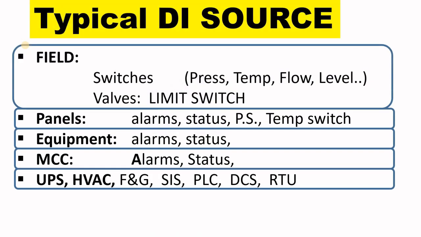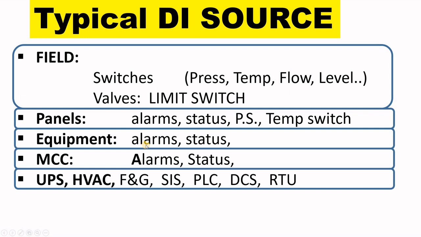What type of digital input are we talking about? So we're talking about the field. You have level switches, pressure switches. On your valves, you may have limit switches for open and closed position. Your panels will give you an alarm for the pressure inside the panel or the temperature inside the panel, or if you have a power supply or network switches.